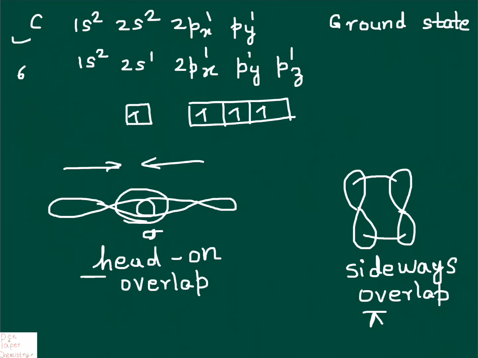Now, let me start with the basic concept. Carbon, atomic number 6, electronic configuration 1s2, 2s2, 2px1, 2py1 and pz is vacant. This is the ground state electronic configuration. Carbon atomic number 6, excited state. What is the configuration? What difference do you notice over here? Perfect. One s electron has moved into pz1.